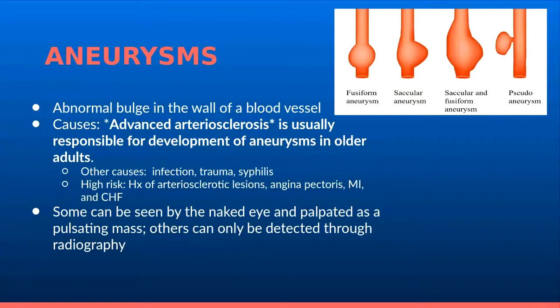which can change the properties of the vessel walls. And other causes may include infection, trauma, and syphilis. Some risk factors include a history of arteriosclerotic lesions, angina pectoris, MI, and CHF. Some aneurysms can be seen by the naked eye and palpated as a pulsating mass, while others can only be detected through radiography.